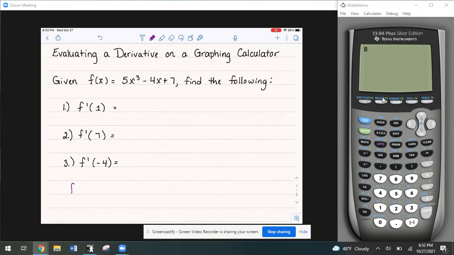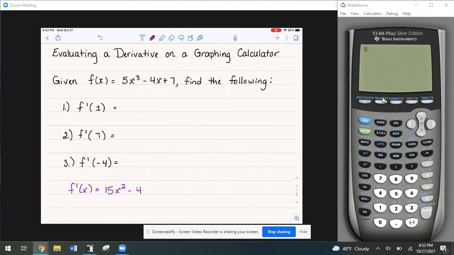Let's just refresh on that real quick. To find f prime of a number, we find f prime of x first. This is a power rule problem. Derivative of 5x cubed is 15x squared. And then the derivative of negative 4x is negative 4. The derivative of 7 is 0.